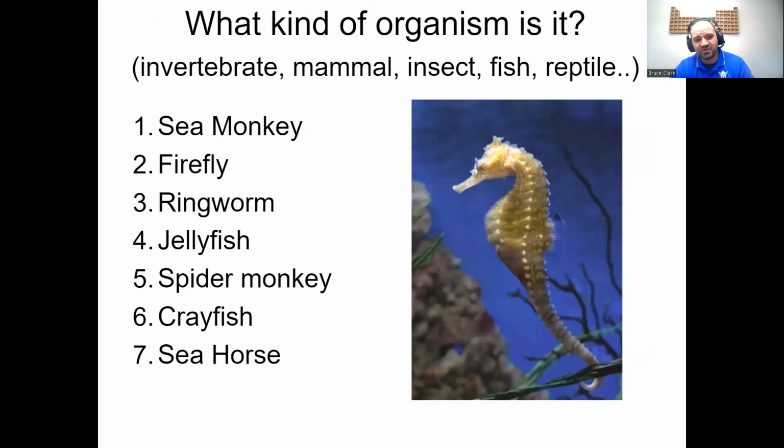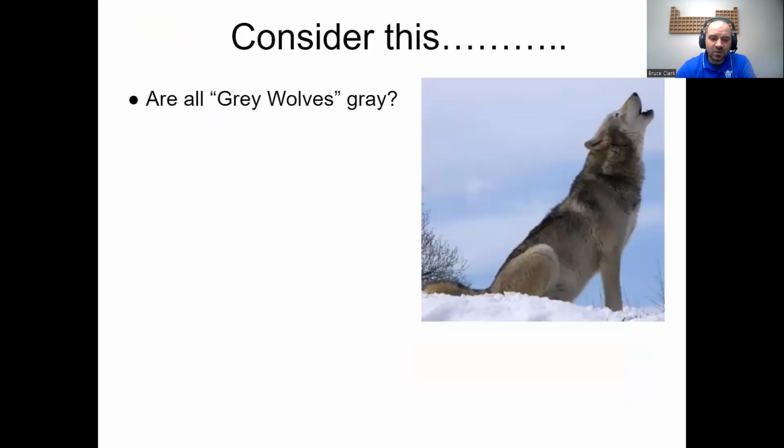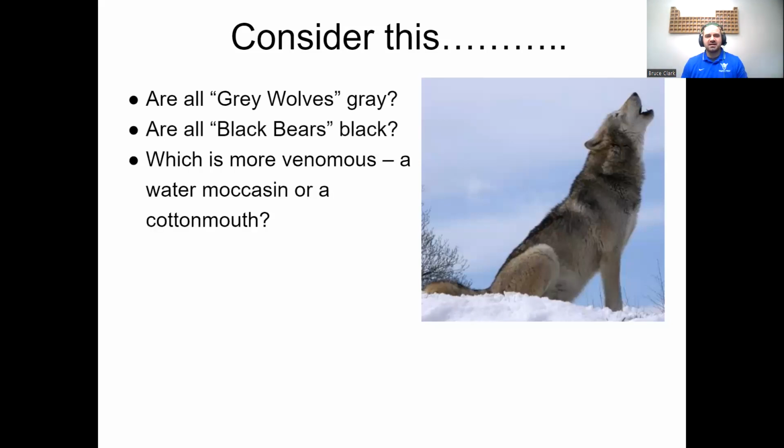Spider monkeys are definitely not spiders. They're monkeys, so they're mammals. Crayfish, not fish. They're crustaceans. And then seahorses are fish. They are not mammals or horses whatsoever, as you're going there. Not only can we have some inconsistency with how we name things, oftentimes common names can be just straight misleading.